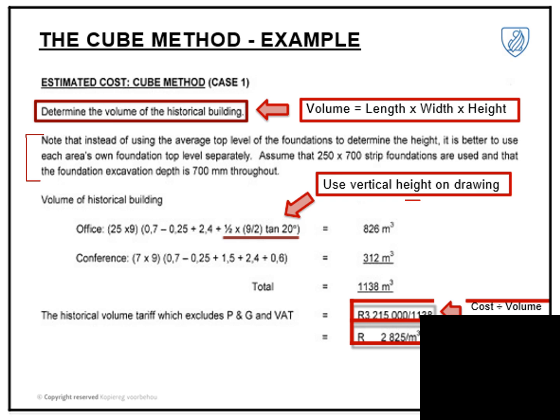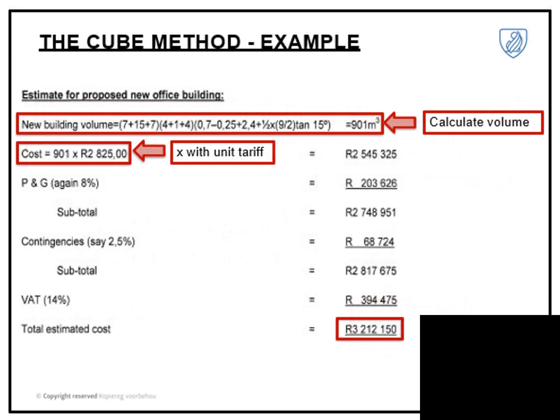Okay, so we've calculated here our conference rooms and our offices, and now we got a total volume of 1,138 cubes. We divide our project cost, excluding the VAT, excluding the P's and G's, to get a cost per volume, and then simply apply it to our new building. We calculate the total volume of the project of our new building, and we times it with our tariff, and we again add our P's and G's, our contingencies and VAT to this project.